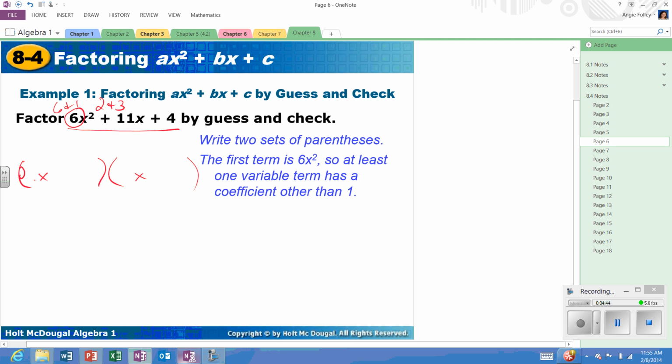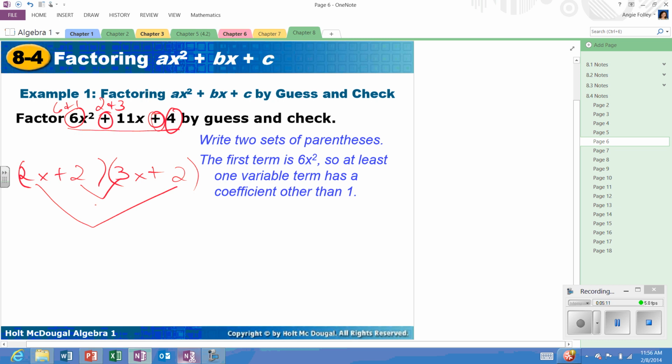I'm going to try 2 and 3, okay? Now, I know that I need the same sign in between, and that sign is going to be positive. So now for this last term, I need multiples or factors of 4. I could try 4 and 1 or 2 and 2, so I'm going to try 2 and 2. I need to check that my inner and outer add up to give me 11x.